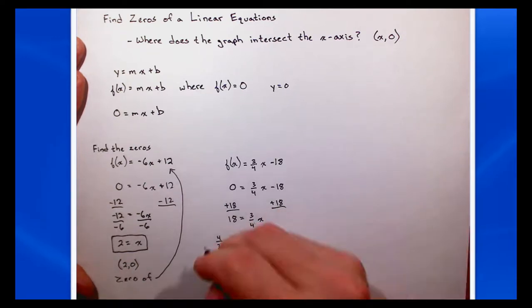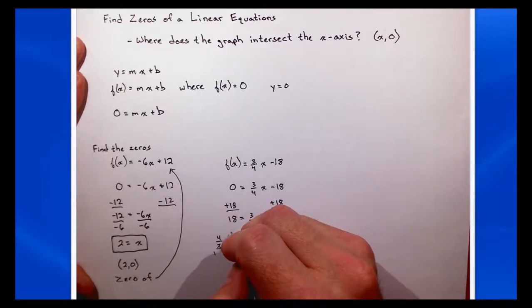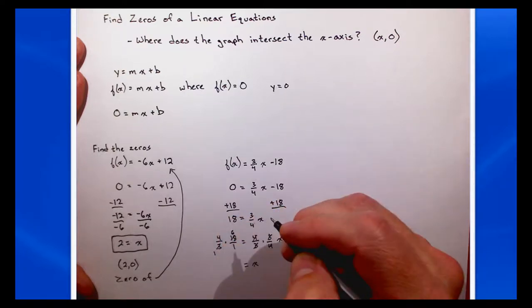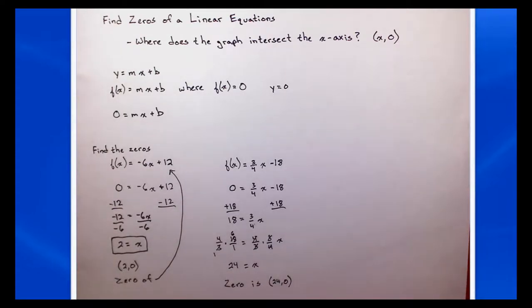Here, we can go ahead and cross simplify. That becomes a 1, and 3 will go into 18, what, 9 times? Nope. How many times? 6. And now my denominators are 1, so I multiply the numerators together, 24. This is my 0. The 0 for this equation is 24 comma 0. So let's look at that.